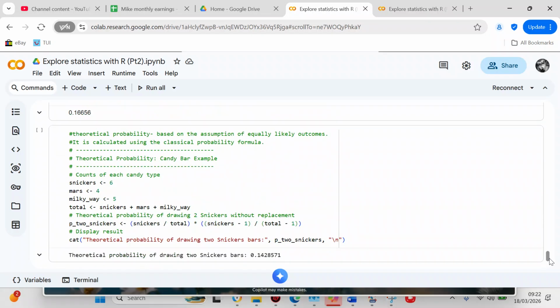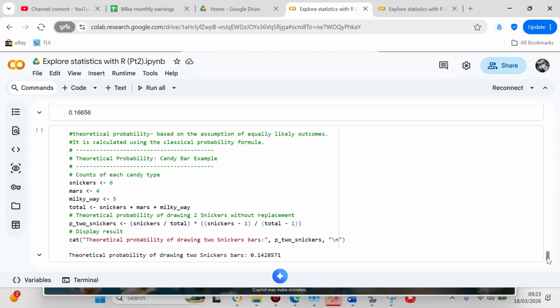So now we're going to do another practice question, and it's going to be about candy bars. Your theoretical probability is based on the assumption of equally likely outcomes. It's calculated using the classical probability formula. And so we're going to have a theoretical probability concerning candy bars.